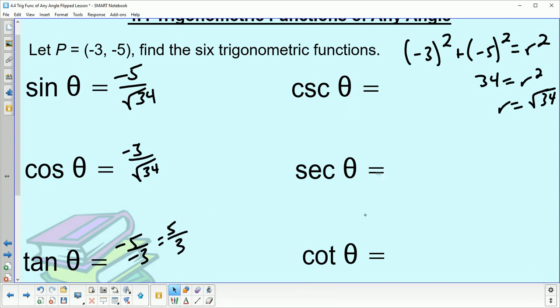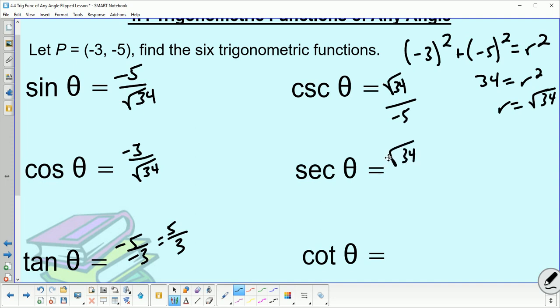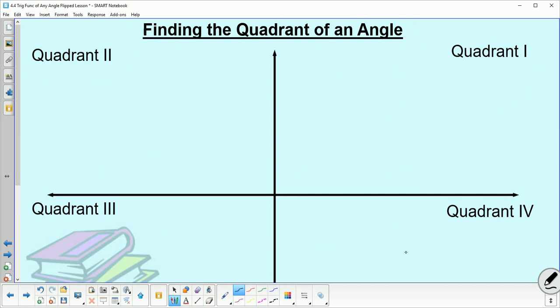Then each one of our other trig functions is just the reciprocal. So cosecant would be the square root of 34 over -5, secant would be the square root of 34 over -3, and cotangent would be the reciprocal of tangent, or 3 over 5. So that's how we find the trig function of any angle. We're not actually finding the angle, but finding the ratio that represents a trig function associated with that angle.